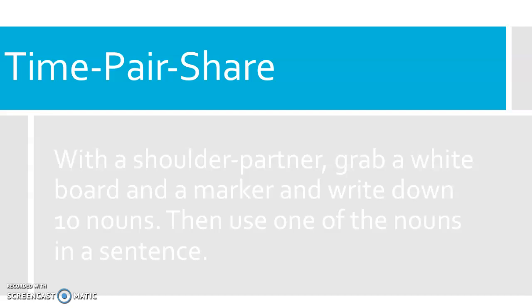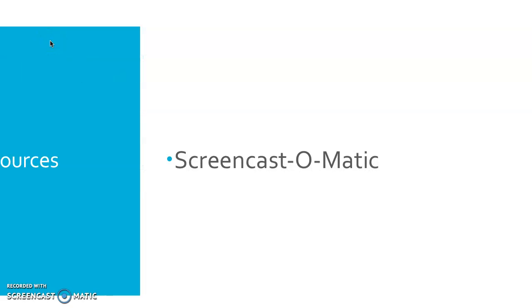I'm going to leave you guys with one final thing. I'm going to have you do a timed pair share. With a shoulder partner, whenever I release you, grab a whiteboard and a marker and write down 10 examples of nouns. This can be an example of a person, place, or a thing, and then choose one of those nouns and use it in a sentence. And then we're going to present later on to the class.